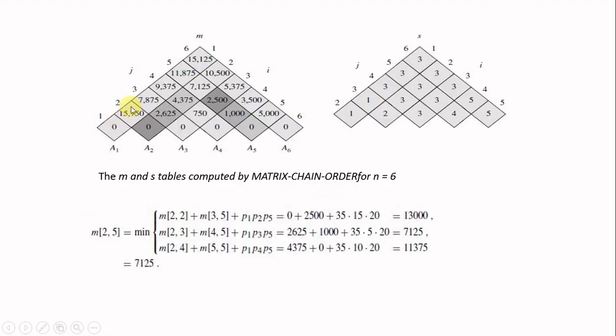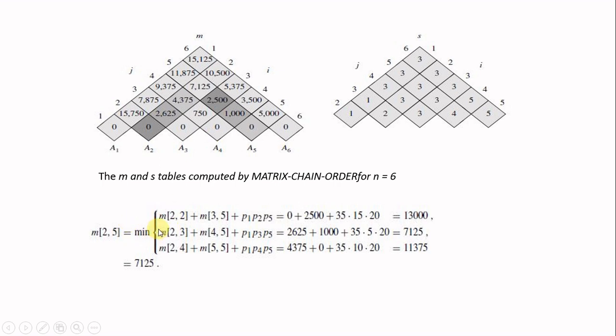Another case is m of 2 comma 5, for example. There you can have multiple values for k. k can range from i to j minus 1. So i is 2, k can be 2, or k can be 3, k can be 4. 4 is j minus 1. So k will have 3 values, and we should compute all this cost, and we should choose the minimum value.